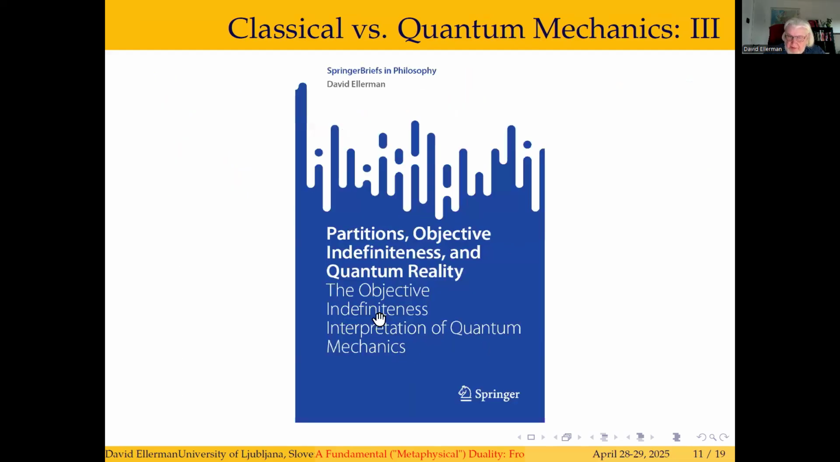So this is all developed in this book on partitions, because that's the mathematical notion to handle indefiniteness. Partitions are equivalent solutions. Objective indefiniteness, it's not just that we don't know the value, it doesn't have a definite value prior to measurement. And that tells us how to interpret quantum reality, this objective indefiniteness interpretation.